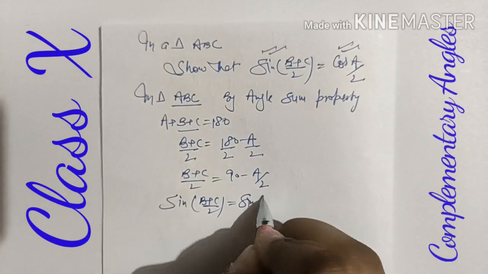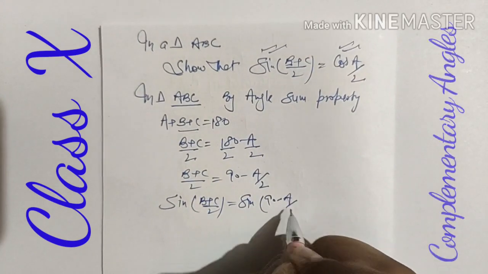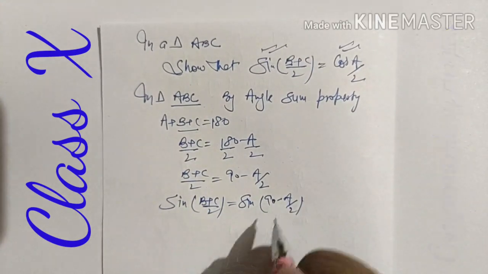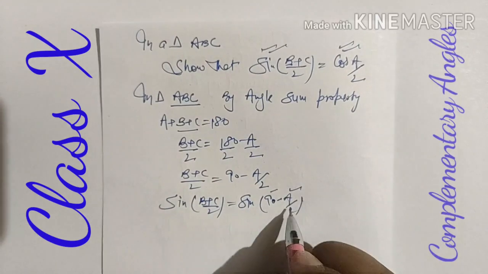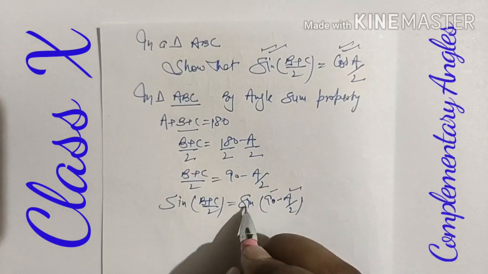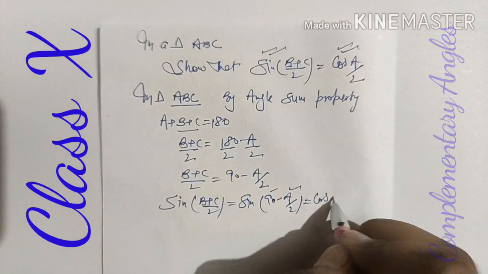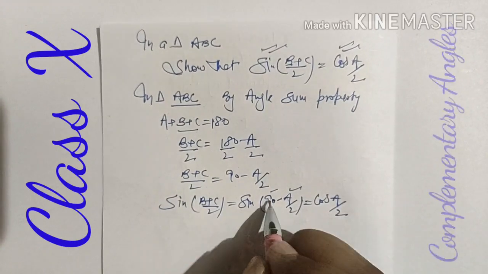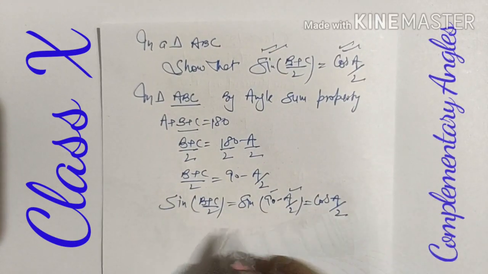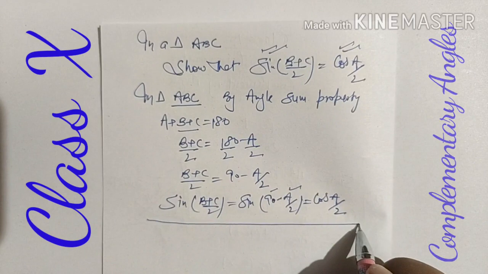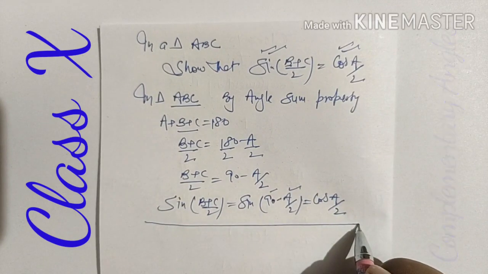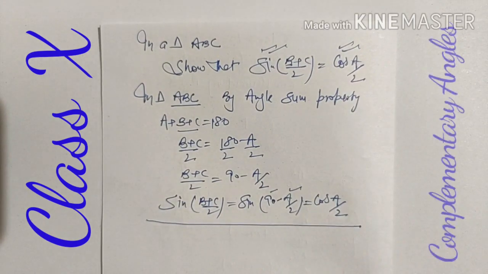We get this one after the application of the sine function. Now it is 90 minus theta, meaning the complementary angle of A by 2. Sine converts into cos, because sine of 90 minus theta is cos theta. This is an important question. I hope you all understand well about complementary angles in trigonometric functions.